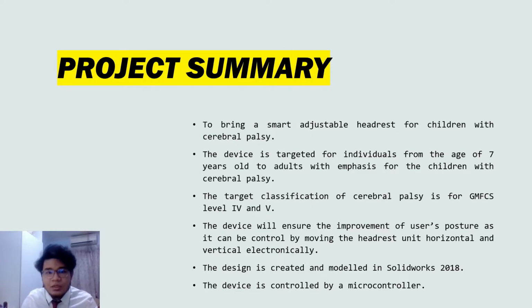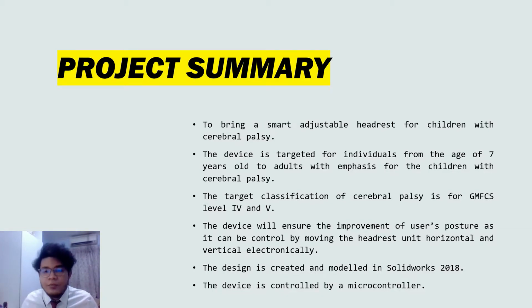Just for the introduction, this is my project summary. First of all, I want to bring a smart adjustable headrest for children with cerebral palsy. What it means is that I will design the product to be used for children. Of course, this device is targeted for individuals from the age of 7 years old to adult, with the emphasis on children with cerebral palsy. It means that even if you are a normal person, you can still use it.